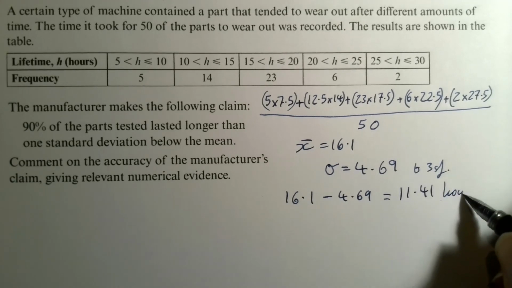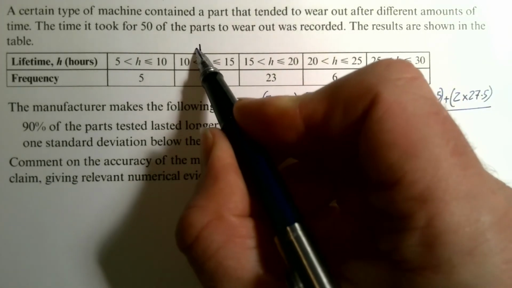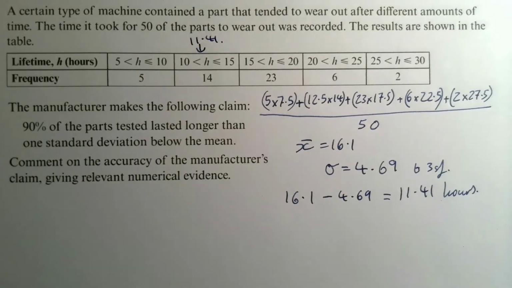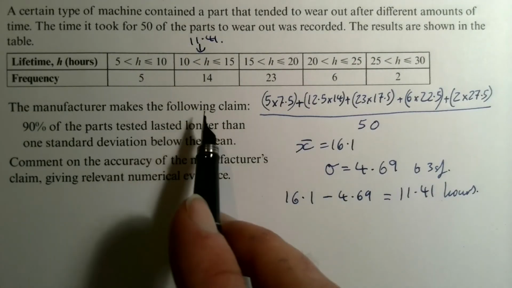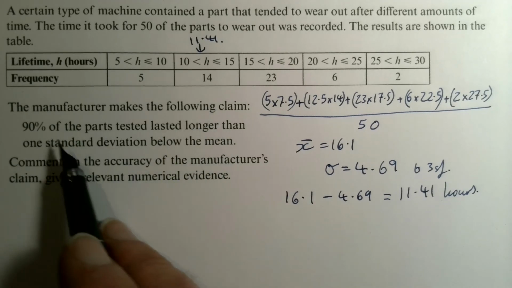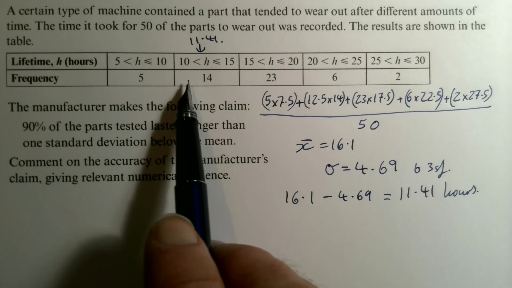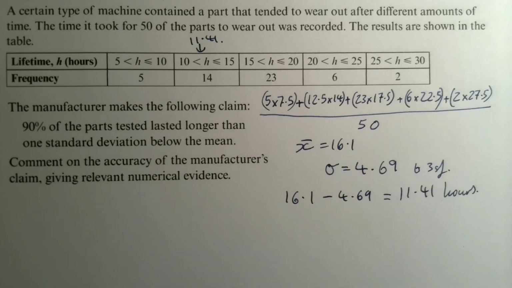Now what is 11.41? It's hours, isn't it? Now 11.41 is somewhere in here, isn't it? And what we need to know is, did 90% of them last longer than that? Well, we're going to need to do a little bit of interpolation to find 90%. So if you hadn't thought of doing that, do interpolation to find 90% of them now, pause it, and then carry on. And when I say 90%, actually you want to find 10%, don't you? Because 90% will then go beyond there. So it's the 10th percentile that you need to find. Do that now.